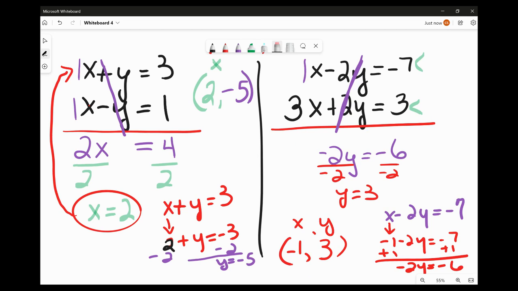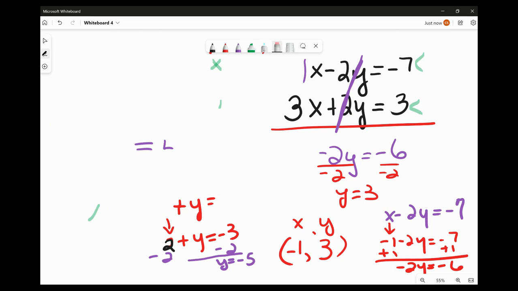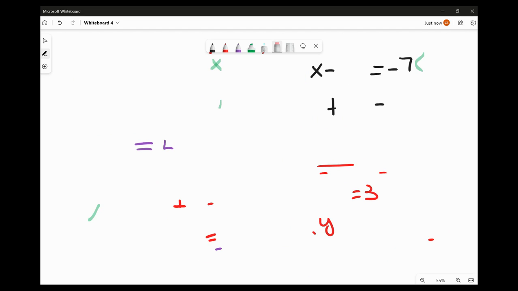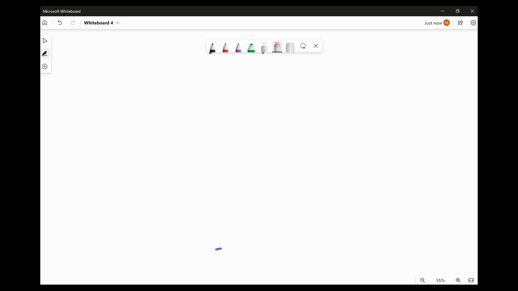So let's just look at the next couple of problems. You have to do a little bit more work to be able to cancel out or eliminate one of the variables. Remember, our goal is to get one variable by itself, so you're only working with solving equations with one variable.